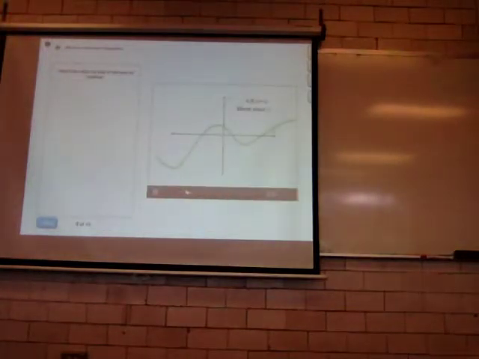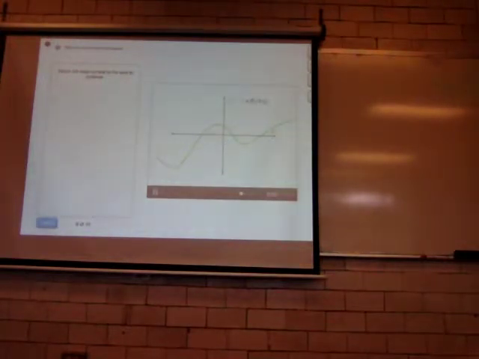That moves the function down by a. Y equals f of x plus a moves the function which way?